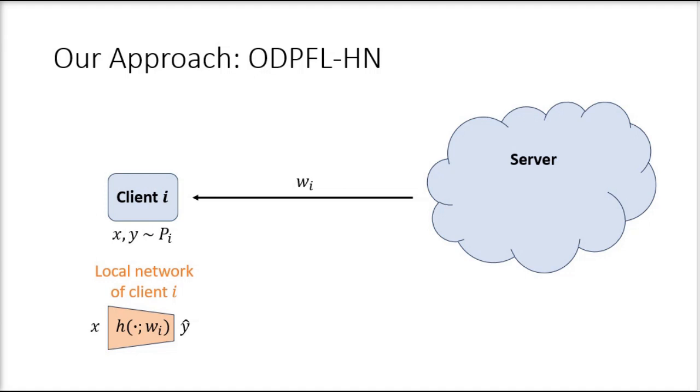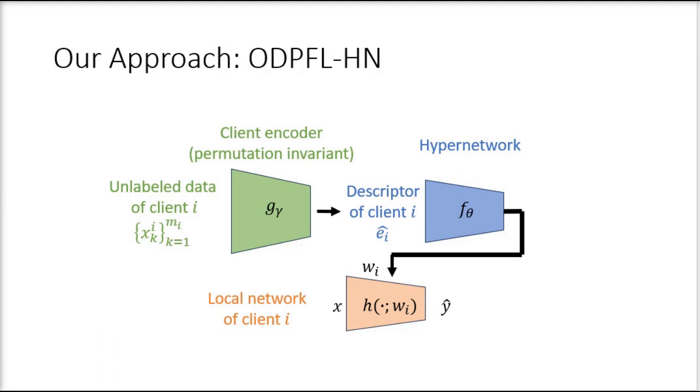At training time, each client uses its own labeled data to fine-tune that model and propagates the gradients to the server to update both the hypernetwork and the client encoder. At inference time, we can skip that step. To summarize, this is the whole process. In the paper, we investigate the properties the client encoder should have to be effective.